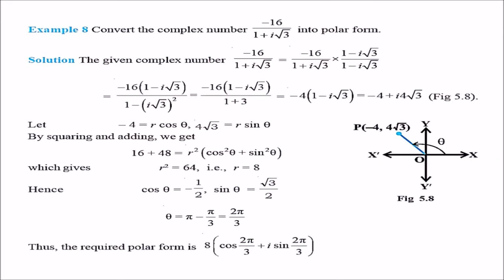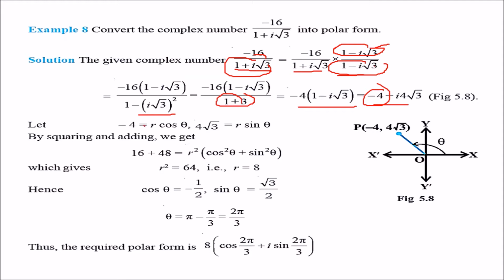Next example is convert the complex number minus 16 by 1 plus i root 3 into the polar form. How are you going to get it? This is done by multiplying the denominator and numerator by the conjugate of the denominator. So this will be 1 minus i root 3 times 1 minus i root 3, and this will give you a square minus b square, so 1 square minus i root 3 whole square. This will be 1 plus 3, 4, and this is going to give you minus 4 plus i 4 root 3. Now we are ready for the polar representation.